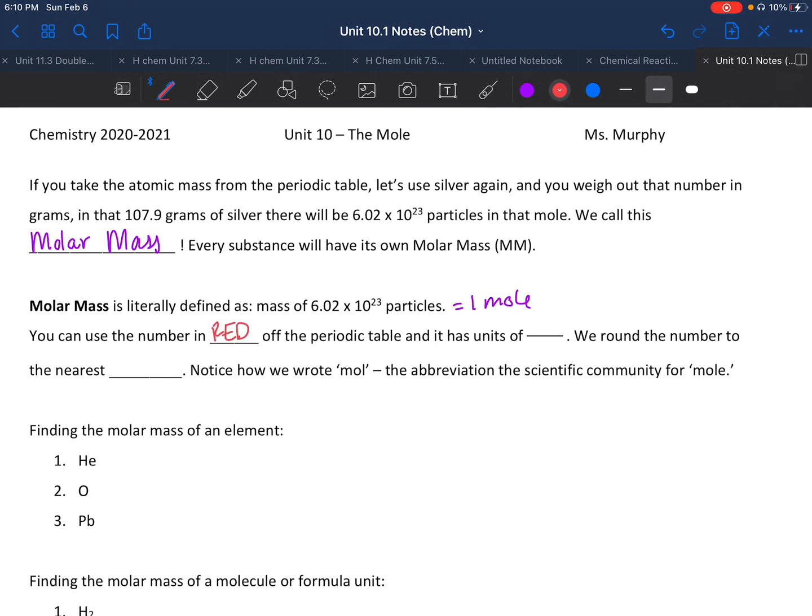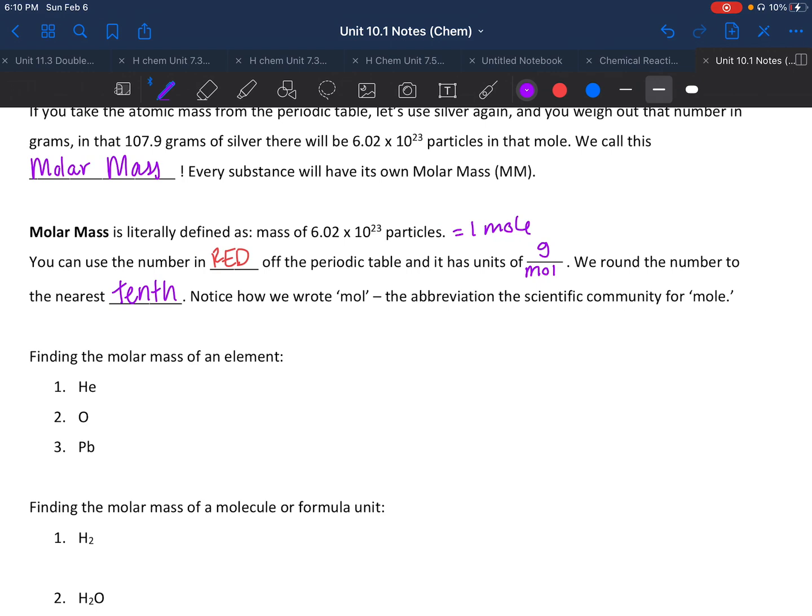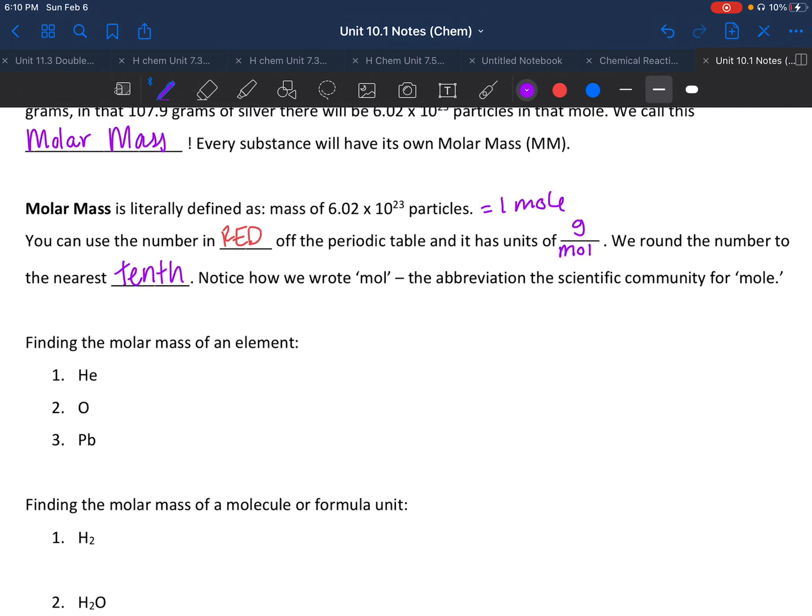All right, those are the ones with the decimal. And what it's going to end up having then are these fancy units of grams over mole. So we actually shorten mole because, like I say, scientists are lazy. It's too much to write that extra E. So we shorten the unit mole to mol. What we're going to do for simplicity is always round to the nearest tenth off the periodic table. All right? So let's just do some examples.